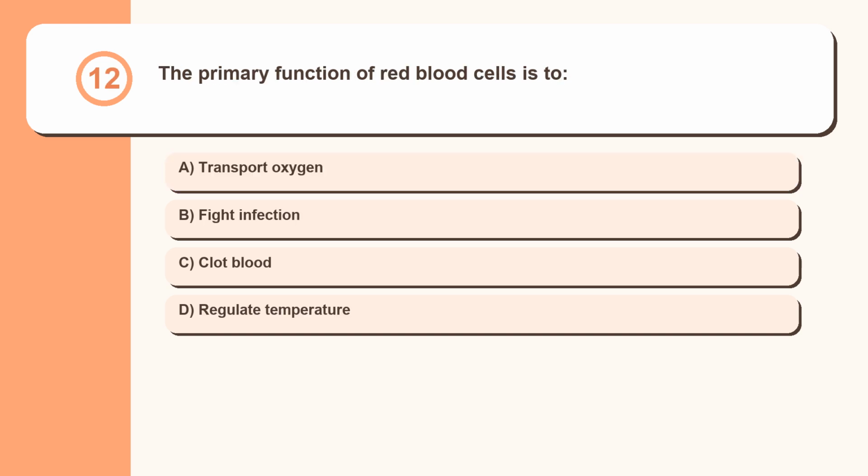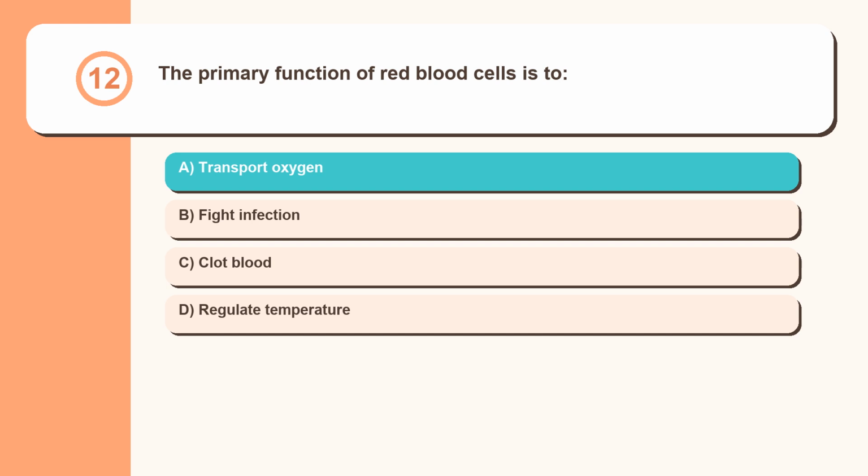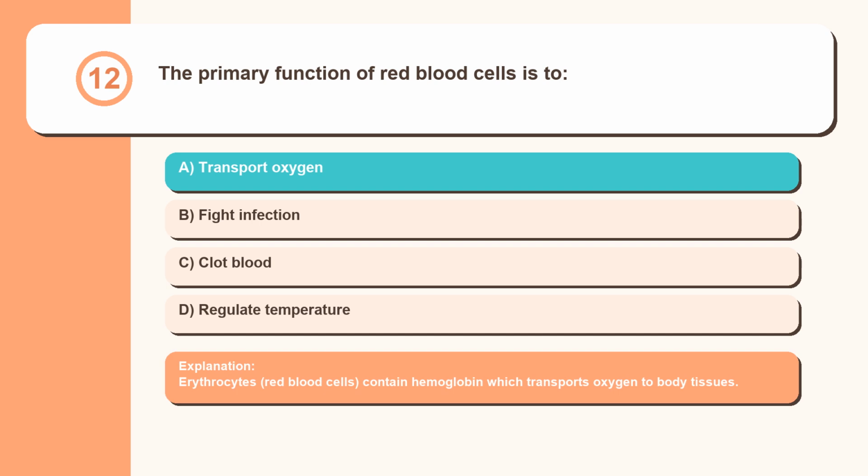Question 12. The primary function of red blood cells is to transport oxygen, fight infection, clot blood, regulate temperature. Erythrocytes, red blood cells, contain hemoglobin which transports oxygen to body tissues.